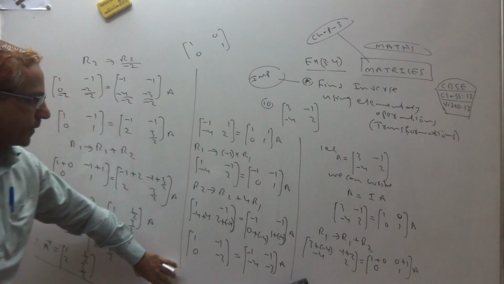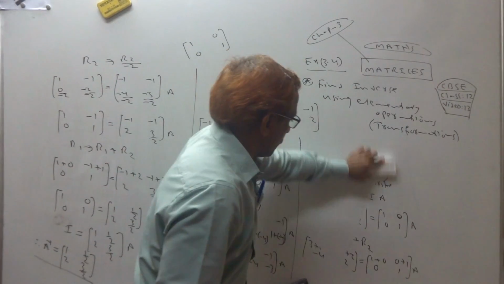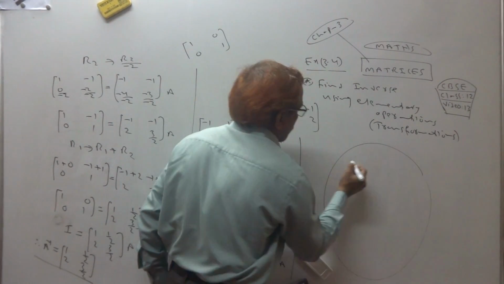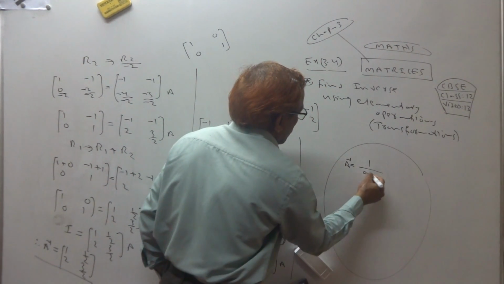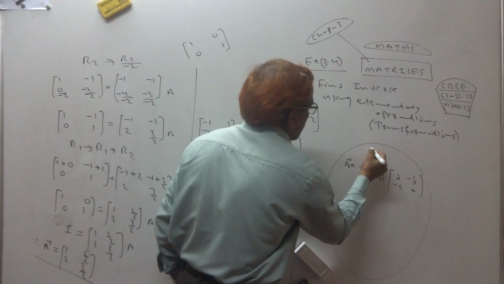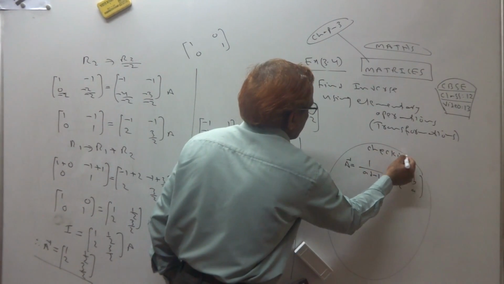See, you can check your answer. We check the answer also now. So how do we check the answer? A inverse is equal to 1 by AD minus BC, times D, minus B, minus C, A. This is checking the answer.